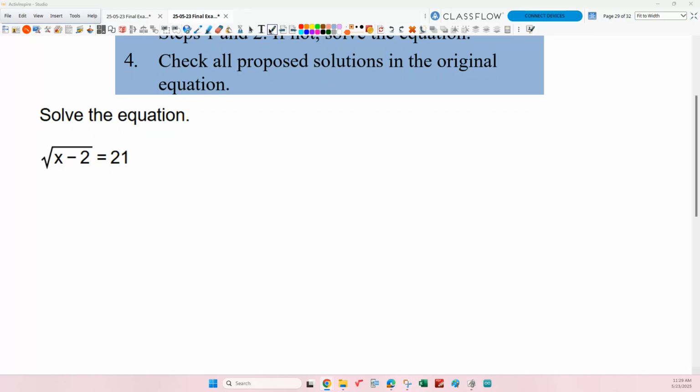Square it, okay? 21 squared, you got that? I think it's 441. You can check me if you want. I just remember doing it last period and I had someone do it. Okay, how do I solve for x there? Add 2, x equals 443. If I put 443 back in, will it give me 21? Okay, doing okay with this one?